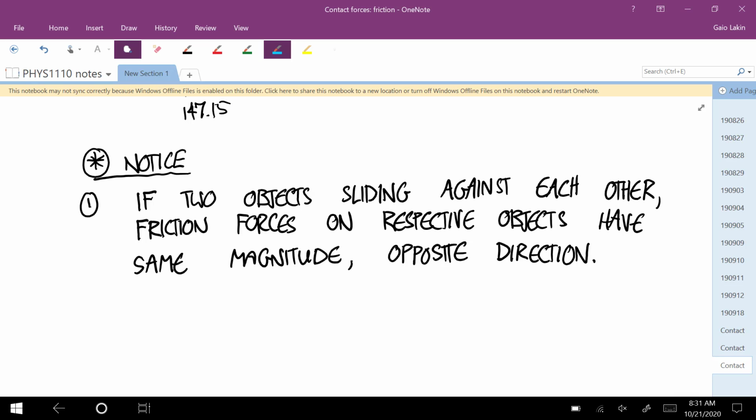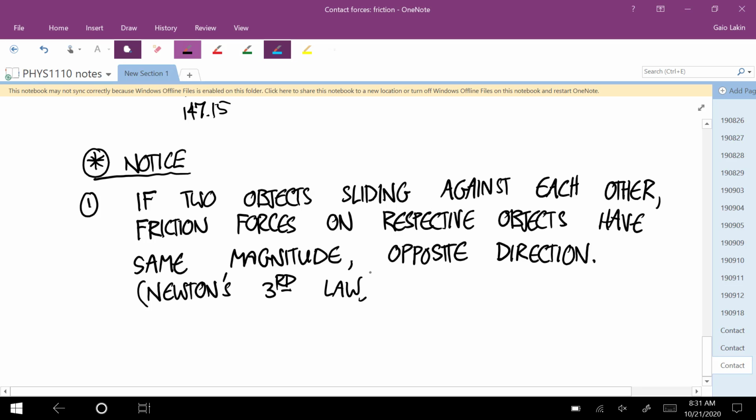And again, this is related to Newton's third law, which I'll talk about sort of philosophically a little bit later on. But for now, I just want you to have that phrase in your head.